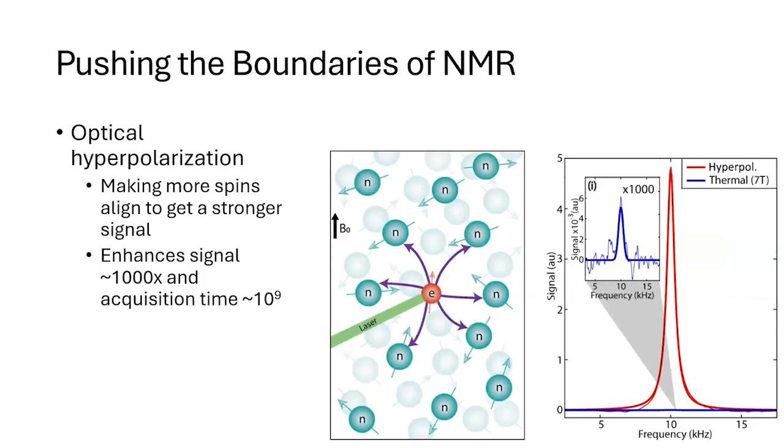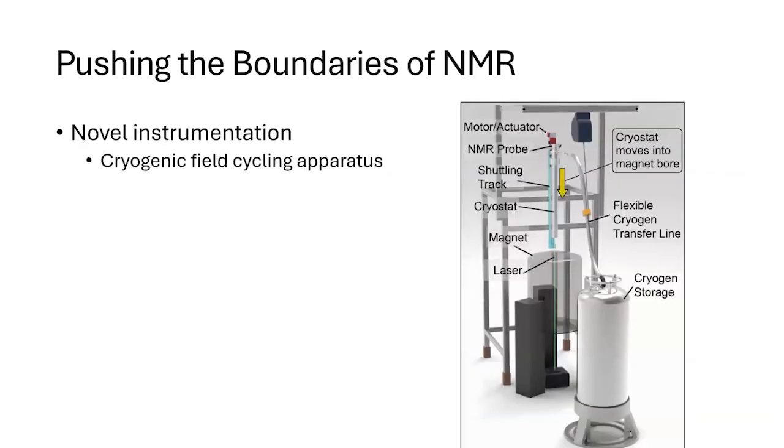To get more specific about my research, I'm pushing the boundaries of NMR in a number of ways. One way is through optical hyperpolarization. In this technique, we shine a laser on the sample, which will polarize electrons, and then we can transfer polarization from the electrons to nearby nuclei, and this will make the signal of our NMR experiment much stronger. It can enhance the signal by about 1,000 times.